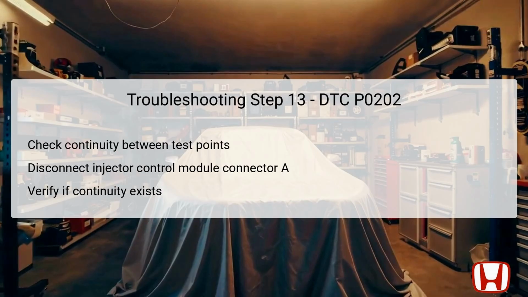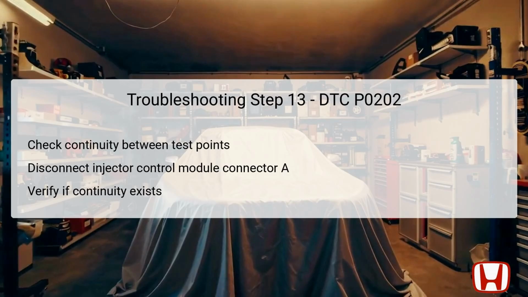In Step 13, you'll disconnect the injector control module connector A, 6P, to set up for a continuity test. This check requires isolation of the injector module from other components. Using a multimeter, measure for continuity between test point 1, which is connector A number 3, and test point 2, which this time should correspond with number 6.